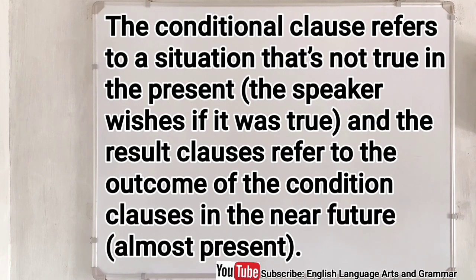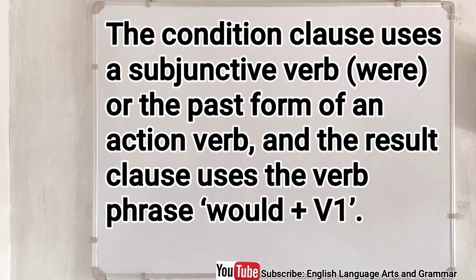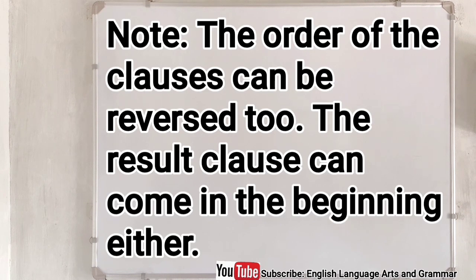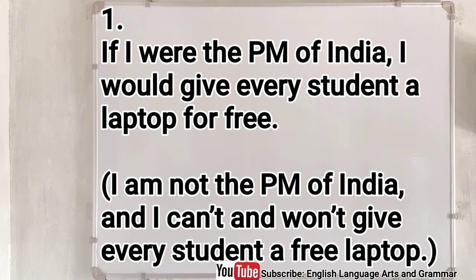The conditional clause refers to a situation that's not true at the present. And the result clause, meaning the main clause, refers to the outcome of the condition clause in the near future. The conditional clause uses a subjunctive verb, were, or the past form of an action verb. And the result clause uses the verb phrase would plus V1, meaning the first form of the verb. And note, the order of the clauses can be reversed too. The result clause can come at the beginning as well. Let us learn some more examples. Example 1. If I were the PM of India, I would give every student a laptop for free.